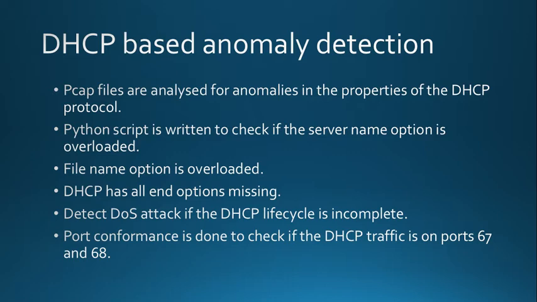So the DHCP protocol contains 4 different types of messages and stages. The first one is the DHCP discover message, the second one is the DHCP offer message, the third one is the DHCP request message, and the fourth one is the DHCP acknowledge message. So if all these 4 different stages are present in a PCAP file, then the DHCP lifecycle is complete, and if not, then the DHCP lifecycle is incomplete, and a potential denial of service attack is detected and signaled. And fourthly, port conformance is done to check if DHCP is residing on the standard ports of 67 and 68.